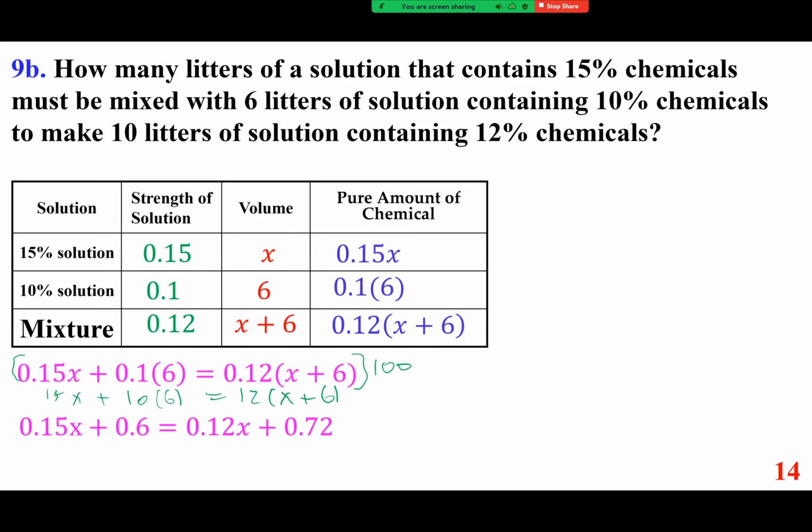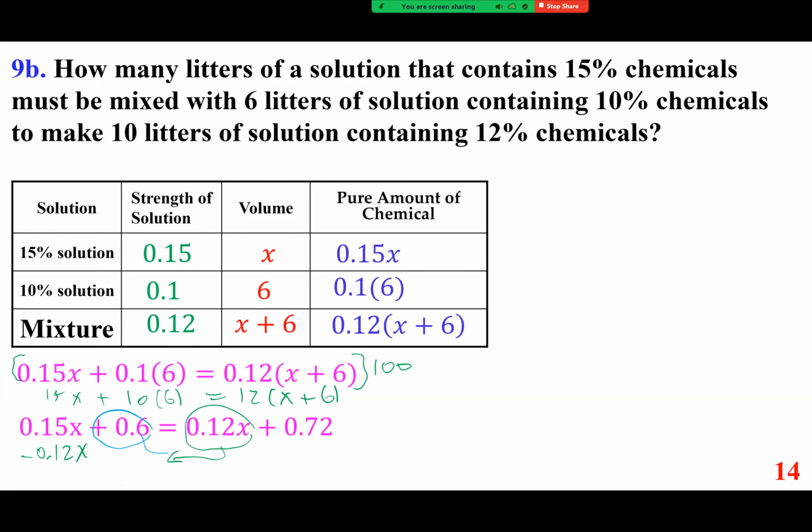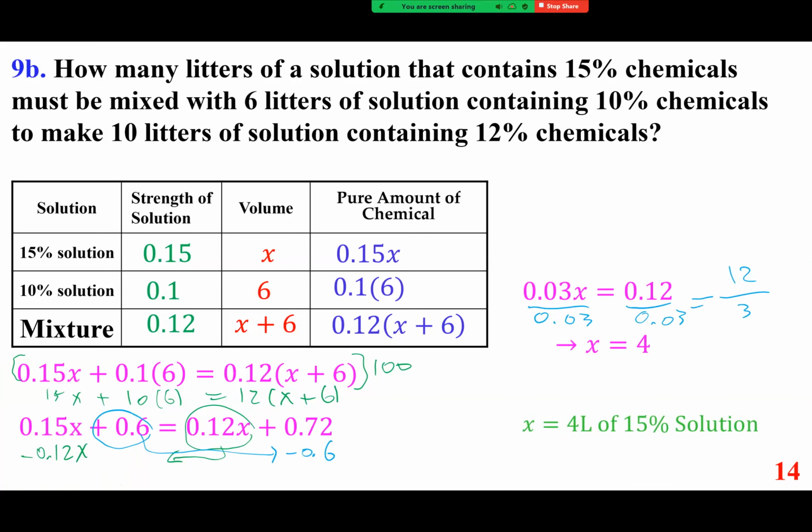Now, we are going to move this and subtract it on the left side. And I move this. We end up with 0.03x equals 0.12. Divide both sides by 0.03. I can change this to 3. That means the top is 12. In other words, I'm multiplying the top and the bottom by 100. X equals 4. So we need 4 liters of 15% solution.